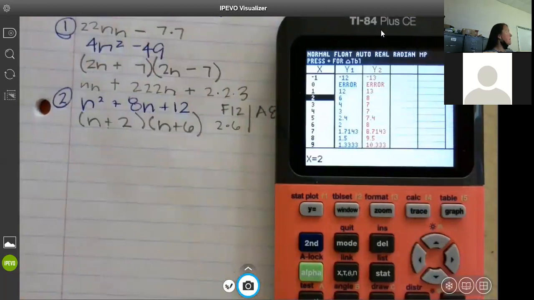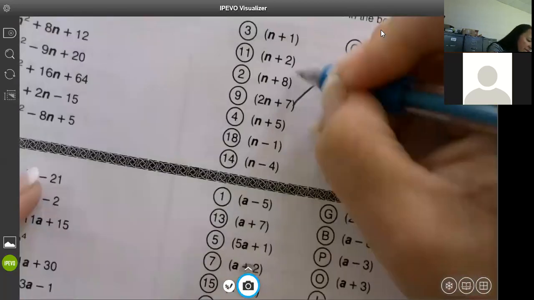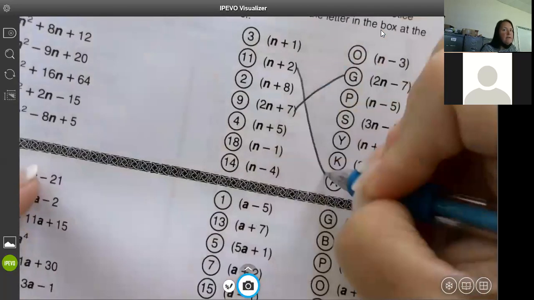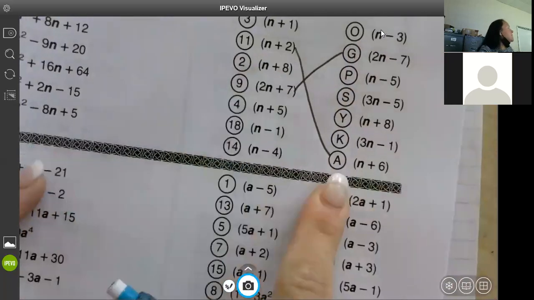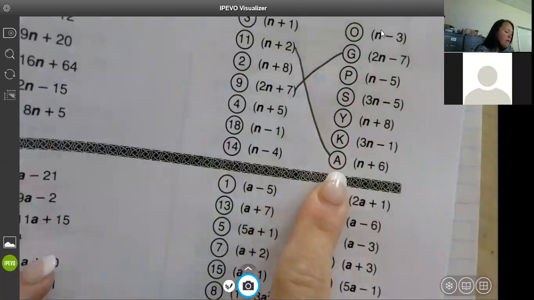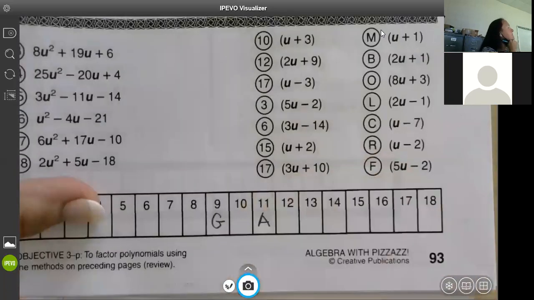Is everybody okay with that? So that one is cheater method. So if you need to write out to the side, number 1 was pairs and share. Number 2 is cheater method. So you have an example of all of them and you know where it's at. That'll be fine as well. So n plus 2 and n plus 6 we're going to connect. So we connected number 11 and letter A. So drop down to the bottom. Number 11 is letter A.